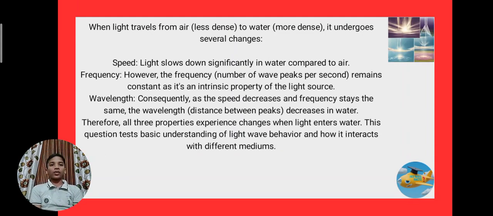When light travels from air, which is less dense, to water, which is more dense, it undergoes several changes. Speed: light slows down significantly in water compared to air. We know that water is denser than air. When the light goes through air, it can easily pass through, and when it enters the water it becomes slow because the particles of water slow the light down.